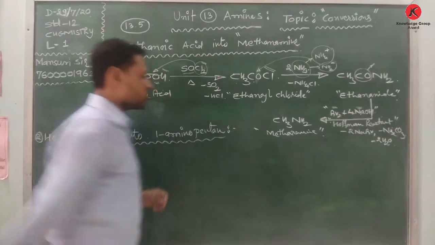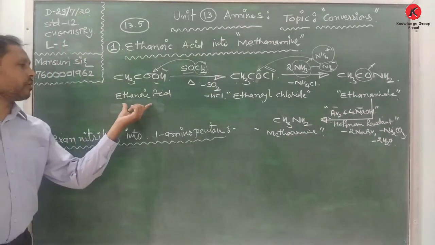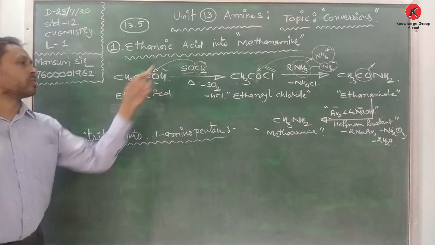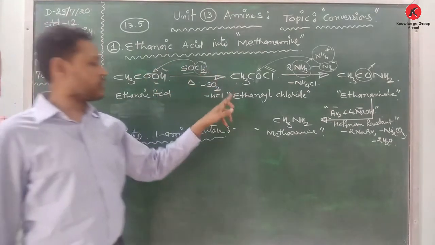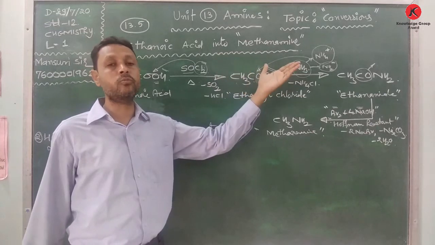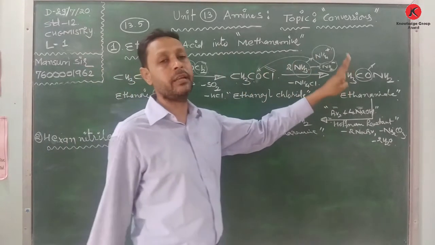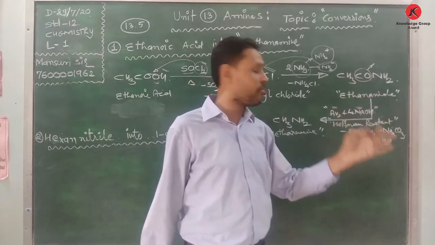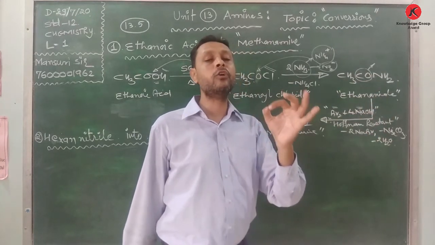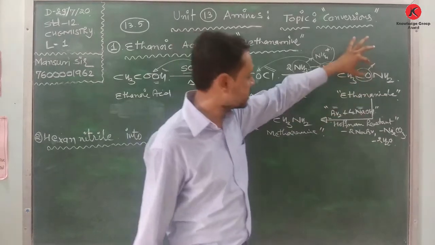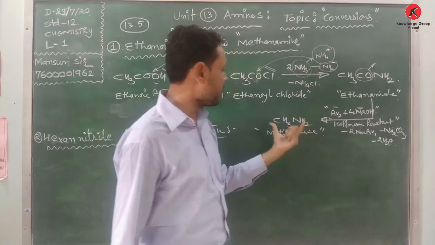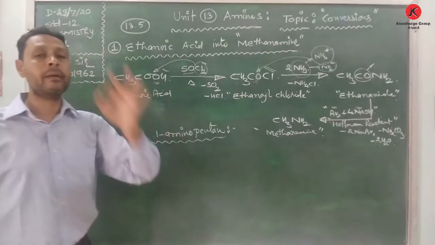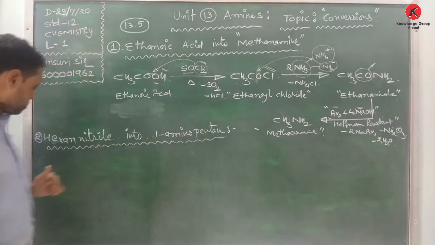methanamine. So we can say that when ethanoic acid reacts with thionyl chloride, it forms ethanoyl chloride. Thereafter it reacts with 2 moles of ammonia, then forms ethanamide. And after getting this ethanamide, reaction with Hofmann reactant like Br2 plus 4NaOH, then the CO group will be removed. That is why a primary amine is formed, named methanamine.